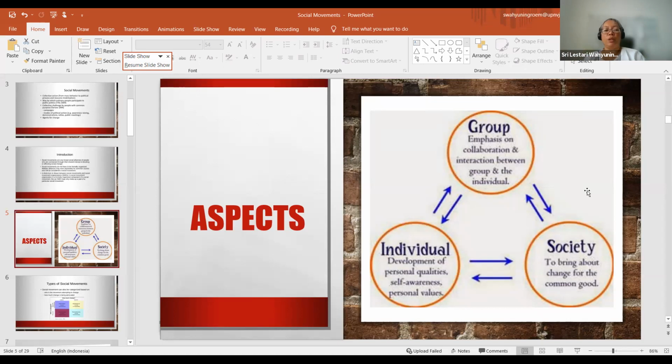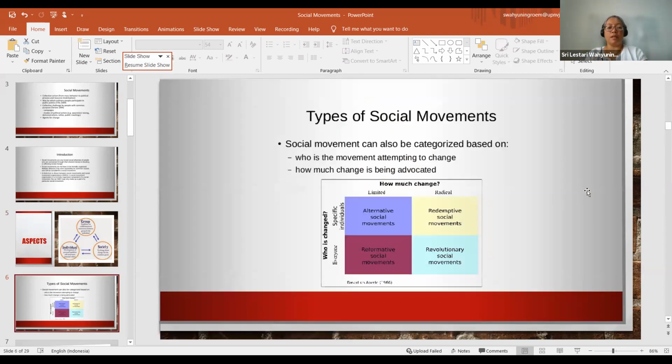So at the individual aspect, we can see the development of personal qualities, self-awareness, and personal values that might influence the movement. So we have three aspects or layers: at the individual level, at the group level, and at the society level. Each has different kinds of things that people are usually doing in a social movement.